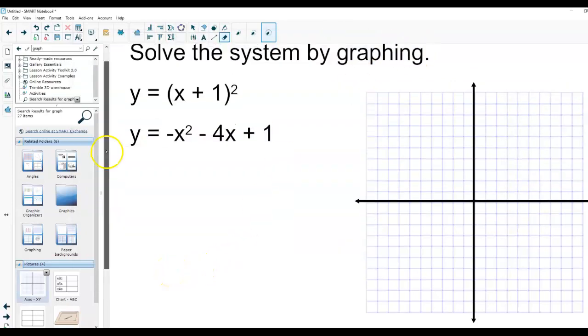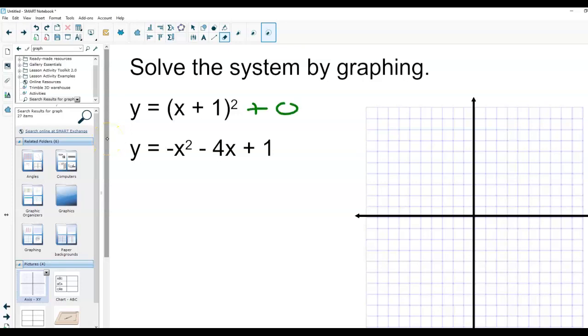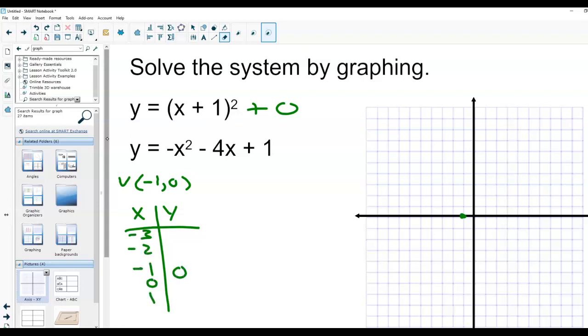So when I'm graphing this, this is standard form. I add the 0 there, so my vertex is going to be negative 1, 0. So there's my vertex. When I do my chart, it's important you put the vertex in the middle. Count down, count up. 0 plus 1 is 1, 1 squared is 1. 1 plus 1 is 2, 2 squared is 4.